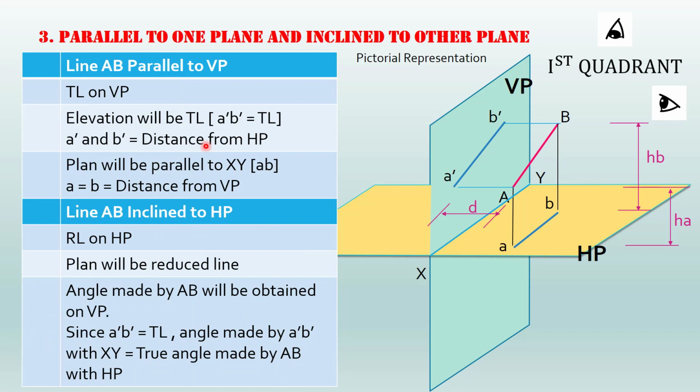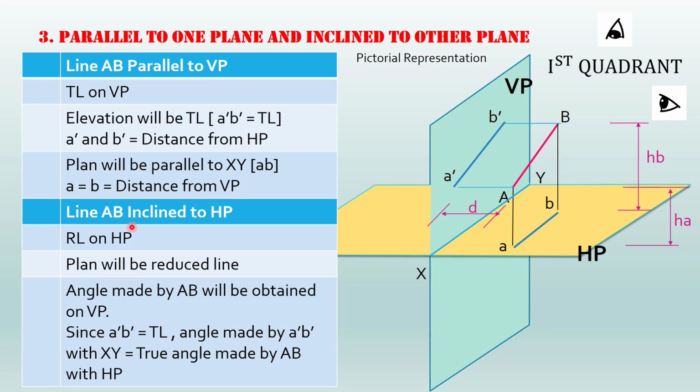Okay, now let's see what are the important points. So if the line AB is parallel to VP, we will get true length on VP. That means the elevation which is obtained on the vertical plane will be having true length, right? So A dash B dash will be true length. Now the distance of A dash and B dash from the XY line will be equal to the distance of the original points from the horizontal plane. Now since the line is parallel to VP, the plan will be parallel to XY line, right? So AB will be a horizontal line, and that means the distance A will be equal to distance B, which will be equal to the distance of the original point from the vertical plane.